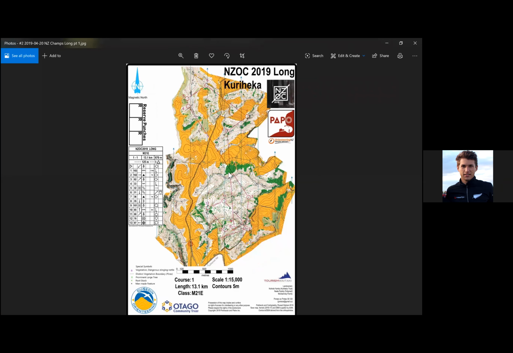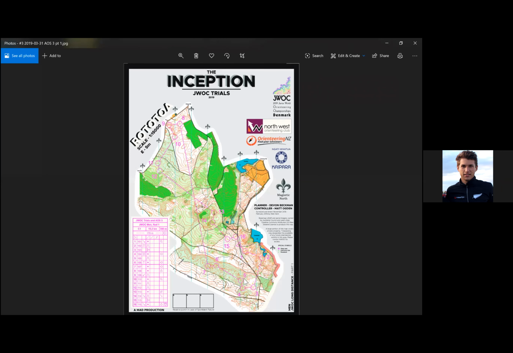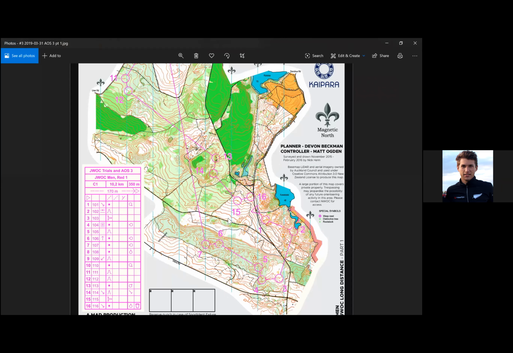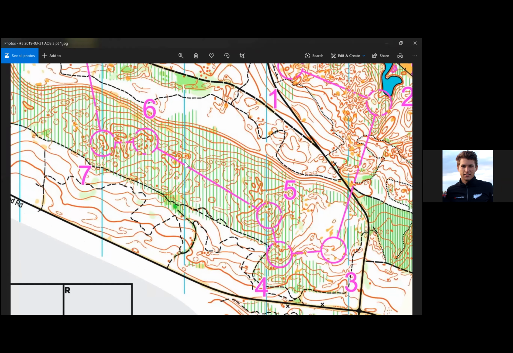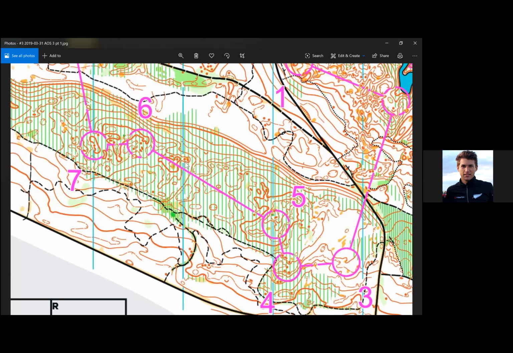Okay, we're back on. Has my screen got through? Yep, so we're looking at the Rototoa map. This is Rototoa, a map in Woodhill Forest in Auckland also. So some complex sand dune areas and also some slightly steeper sections. We're looking at leg 5 to 6 for this example.